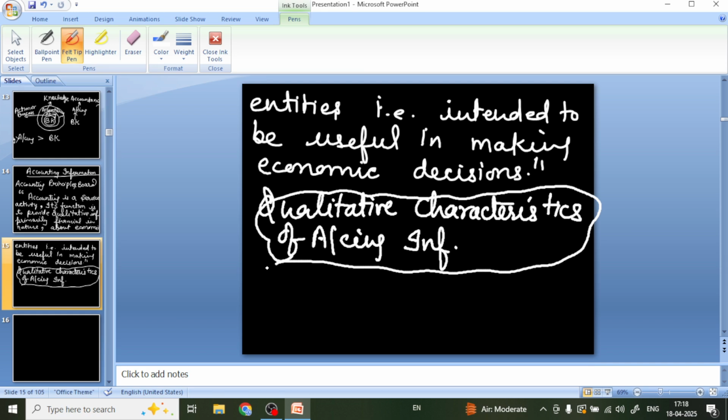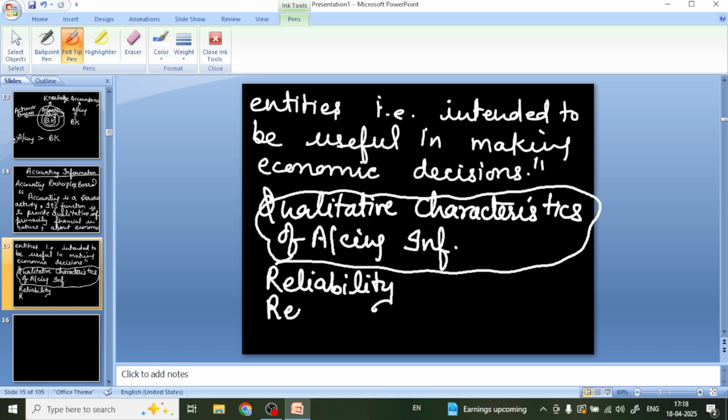Qualitative characteristics are attributes which make accounting information useful to users. Such qualitative characteristics: first, reliability. Accounting information should be reliable, because reliability of information means it is verifiable, free from bias, and free from material error.